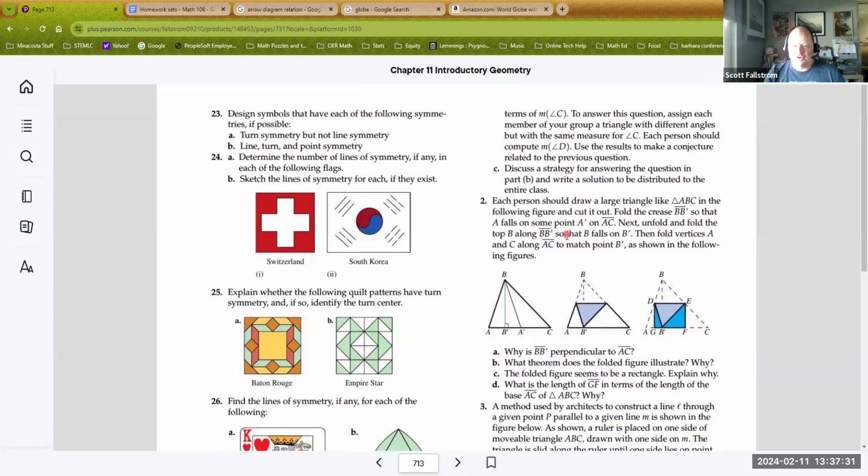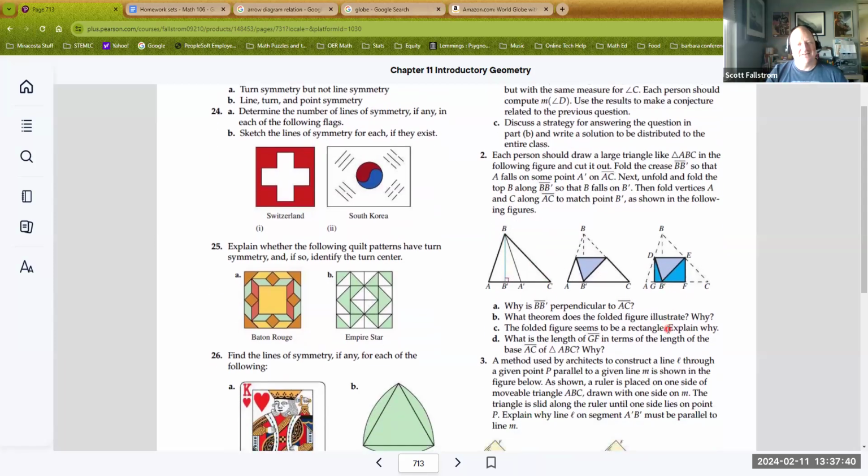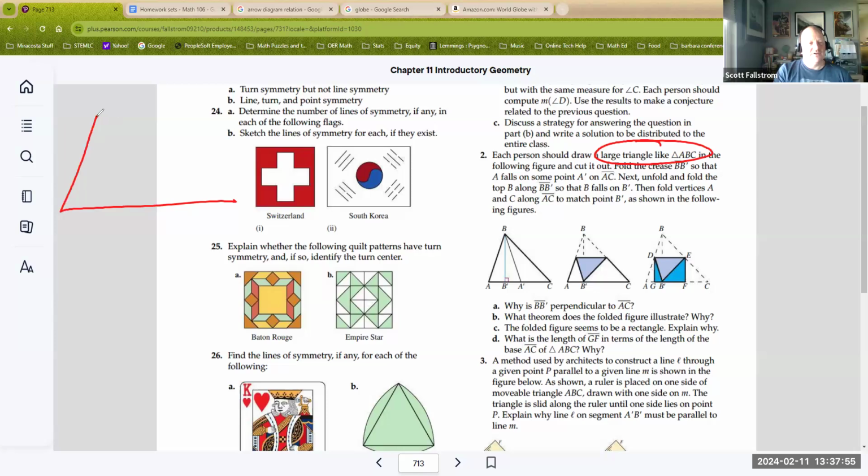Okay, and then question 2, this is your chance to try something. You build yourself a triangle. I want to talk through this one just a little bit because the directions aren't bad, but I've got to be honest, it's a little hard to follow at times, especially when it's all words. So here's the idea. You are going to build a large triangle. Here it is, there's my large triangle.